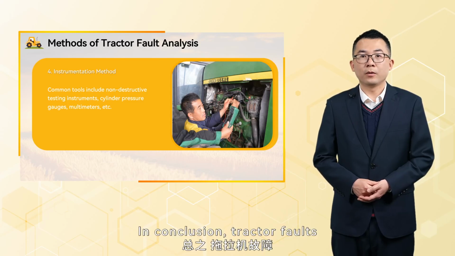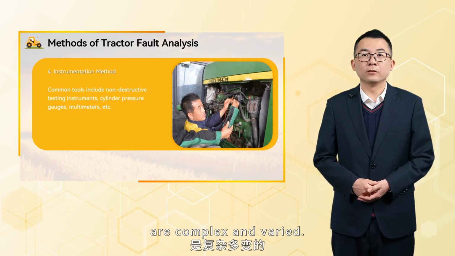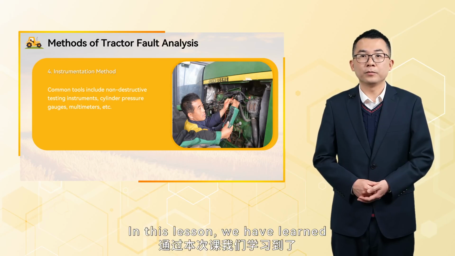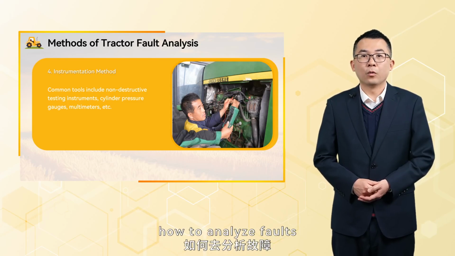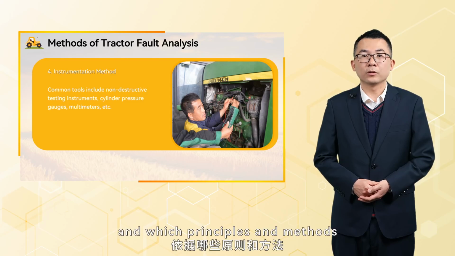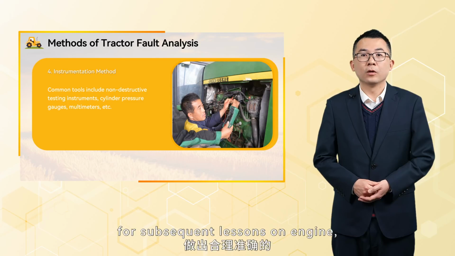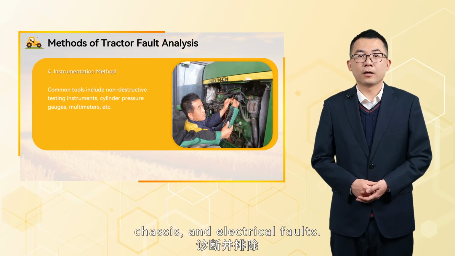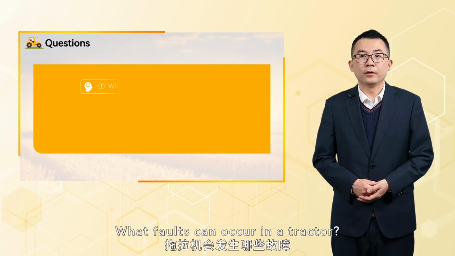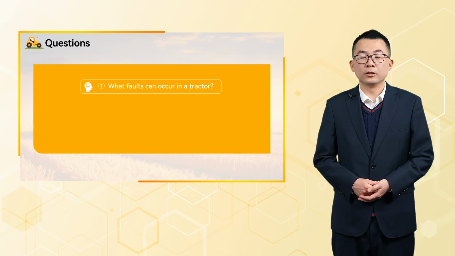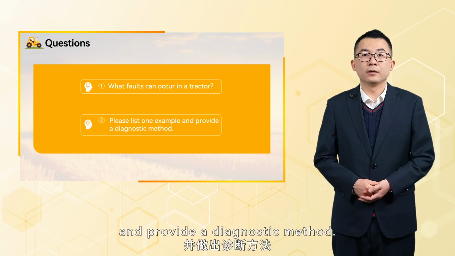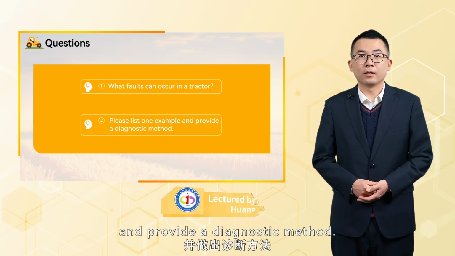In conclusion, tractor faults are complex and varied. In this lesson, we have learned how to analyze faults and which principles and methods to follow to make reasonable and accurate diagnoses and remediation for subsequent lessons on engine, chassis, and electrical faults. Lastly, please consider, what faults can occur in a tractor? Please list one example and provide a diagnostic method.